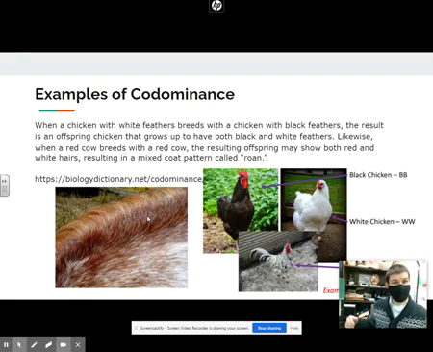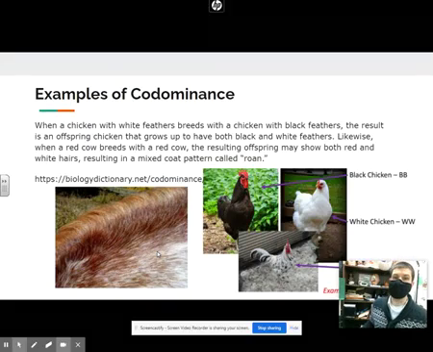Same thing can happen with cows and horses with this coat pattern called roan. What happens there is some of the fur is red, some of the fur is white. It's not a blending of the two. That's a different type of inheritance. Instead, we see both white and red being expressed at the same time, codominant.